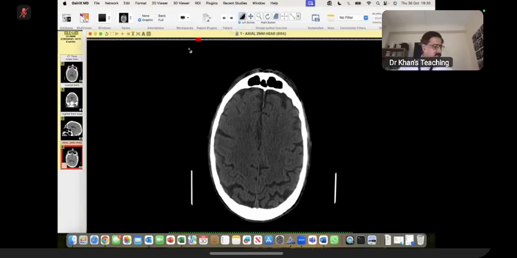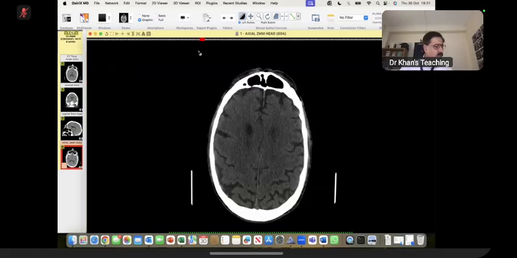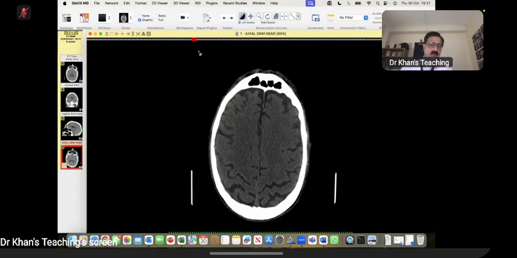So this is a 71-year-old patient with headache. The patient had a lot of upper respiratory tract infection and has also got headache. They say to rule out any intracranial hemorrhage.